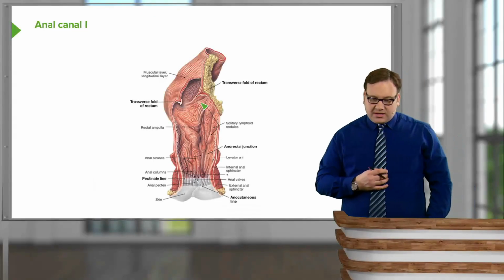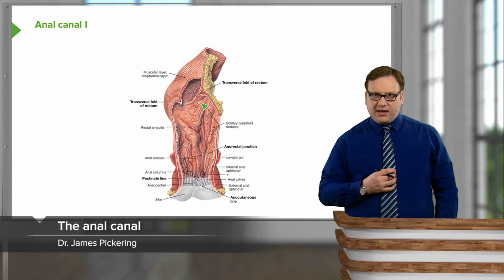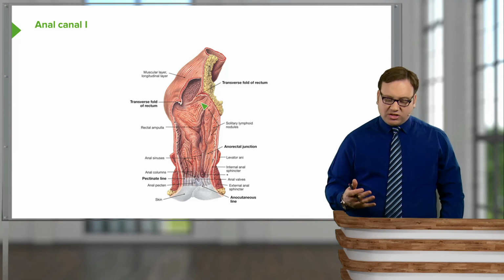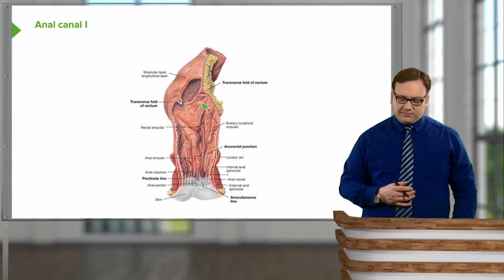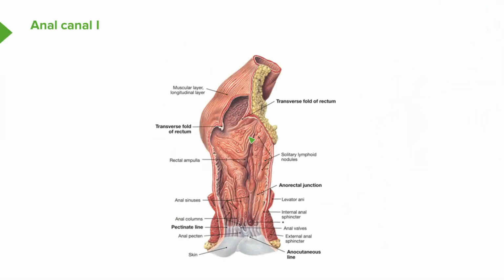Okay, now let's look at the anal canal. The anal canal is particularly important because it's the terminal part of the gastrointestinal tract. It's a direct continuation of the rectum. And we spoke about the rectum in the previous lectures, and we can see the transverse fold to the rectum here. We can see the rectal ampulla, which stores the feces prior to defecation.